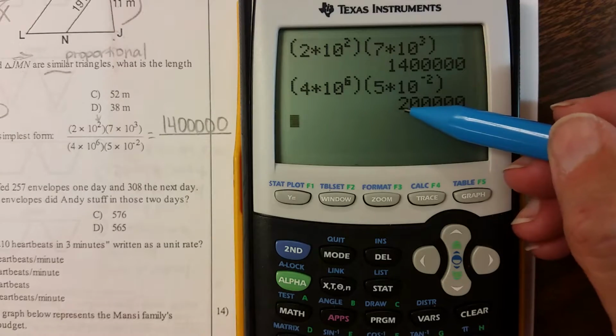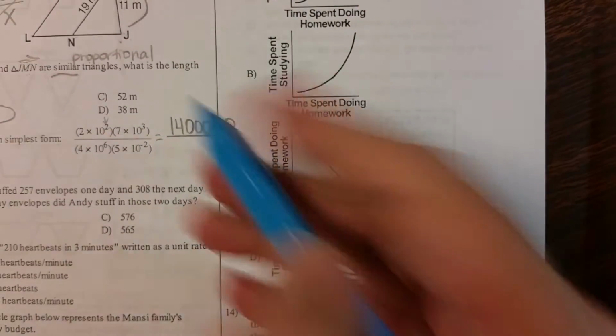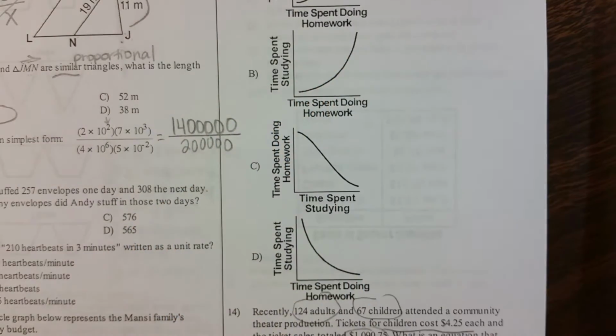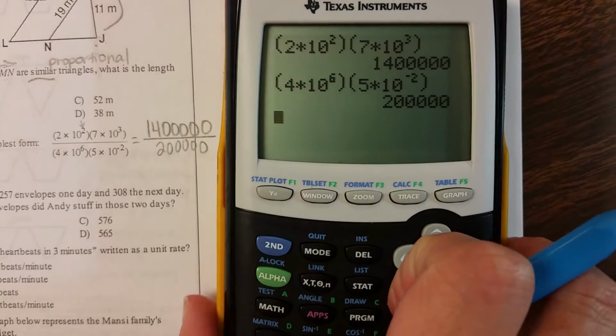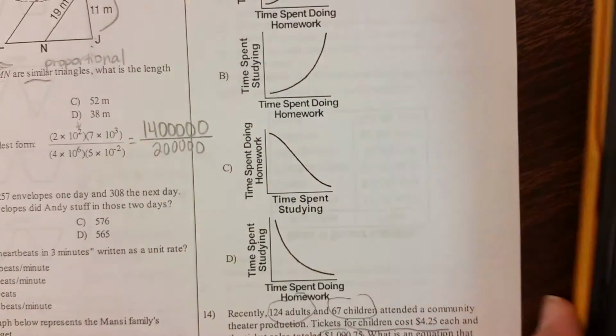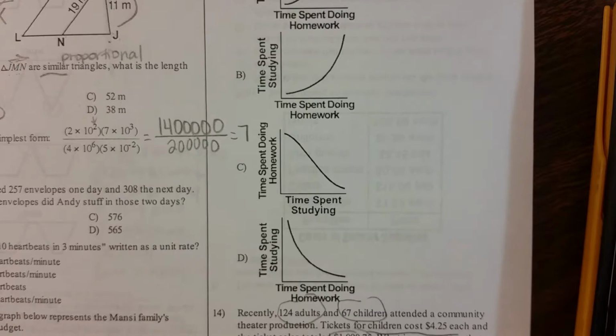Notice I have a 2 with 5 zeros after it. Alright, now I can simplify that. If I'm using my calculator, I would do 14 with 5 zeros, divided by 2 with 5 zeros. I end up getting an answer of 7. So all of that simplifies to 7.